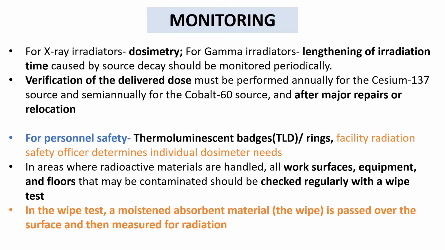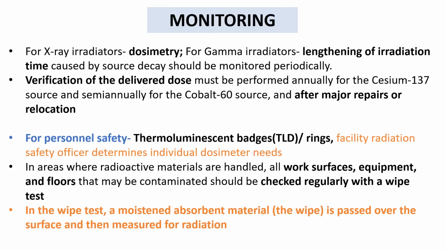Monitoring for an X-ray irradiator is done using dosimetry, and for the gamma irradiators using the lengthening of the irradiation time caused by the source decay. This should be monitored periodically for these devices. Verification of the delivered dose must be performed annually for the cesium-137 source and semi-annually for the cobalt-60 source. Also, after any major repair or relocation, verification of the delivered dose must be done.